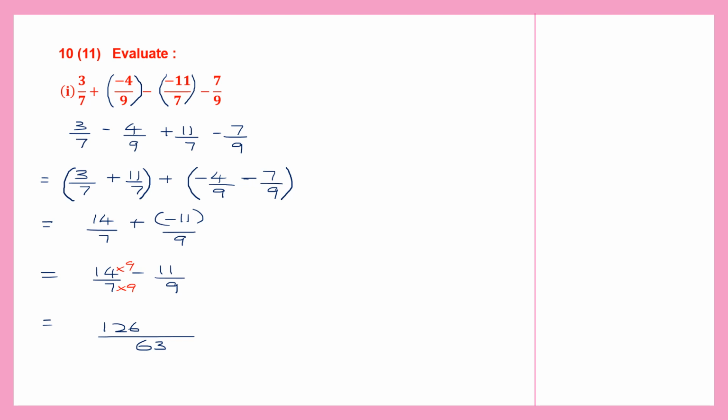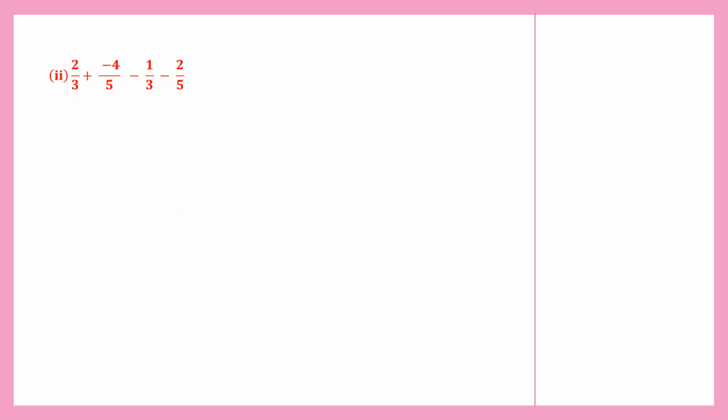Now on the other side, 9 7s are 63. So 11 7s are 77, so that is minus 77. 126 minus 77 is 49. 49 by 63. Now look carefully. Both 49 and 63 are in the tables of 7, isn't it? So we can cancel. 7 7s are 49, 7 9s are 63. So we have a new rational number 7 by 9, and this is our final answer, 7 by 9. Next question here also.